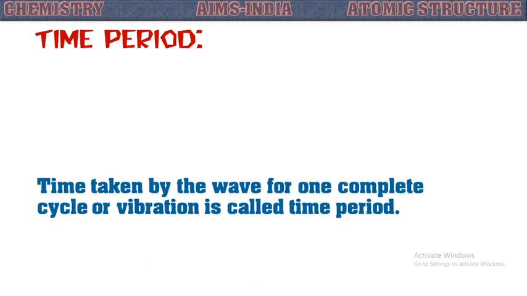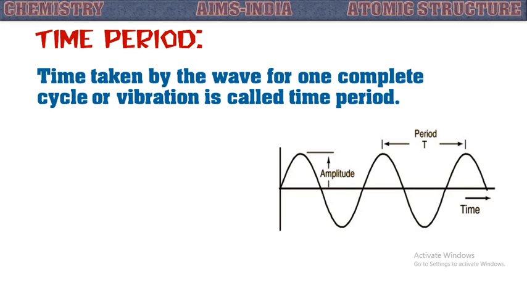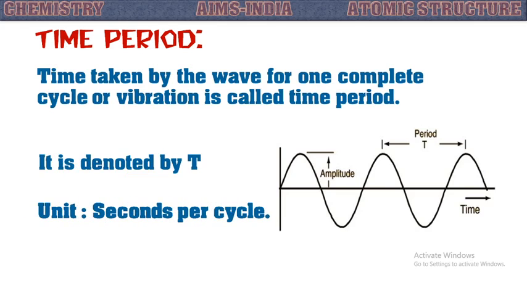Next property, time period. Time taken by the wave for one complete cycle or vibration or oscillation is called the time period of that wave. It is denoted with the symbol T. Its units are seconds per cycle, that means time taken.